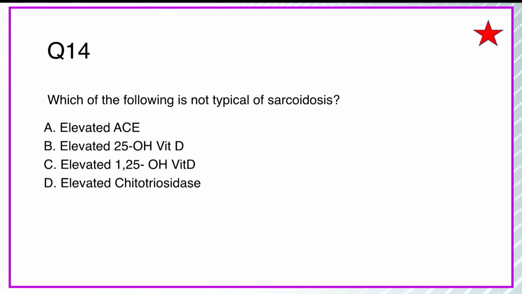Which of the following is not typical of sarcoidosis? Elevated ACE, elevated 25-hydroxyvitamin D, elevated 1,25-hydroxyvitamin D, or elevated chitotriosidase. And this is a star question.